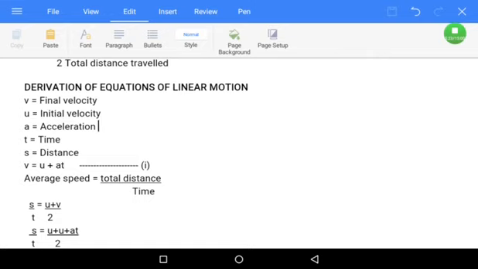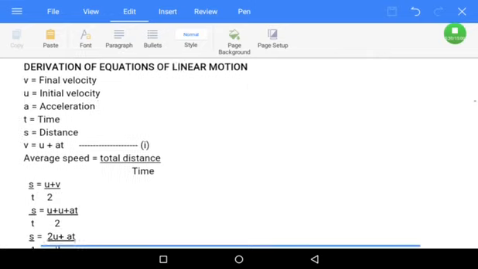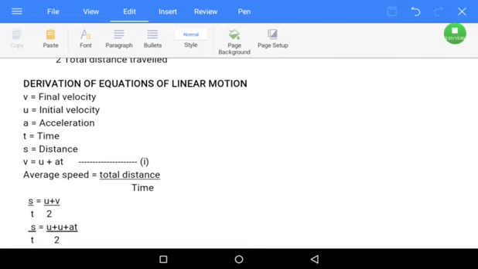But how did we derive these? How did we arrive at these four equations? Now, in these four equations, the letters, or terms, that appear are v, u, a, and t.